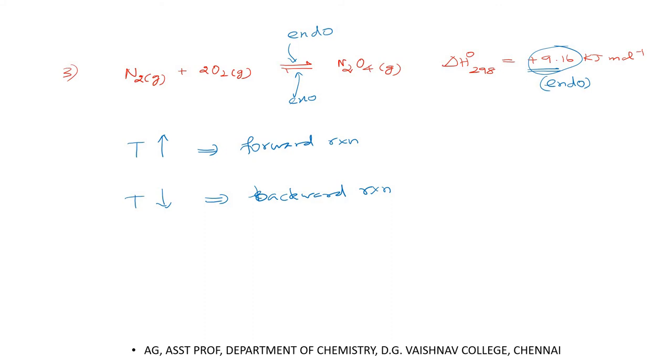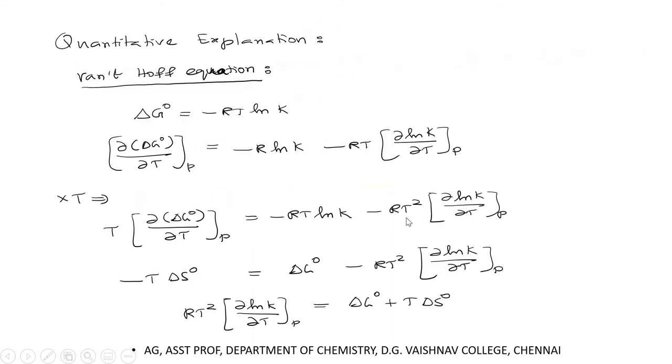Now what I am going to do is the quantitative explanation. If I increase temperature from some initial temperature T1 to some final temperature T2, to what extent will the reaction occur in the forward direction or in the backward direction? So we are going to see the quantitative explanation for the effect of temperature on equilibrium reaction. This is given by the Van 't Hoff equation. So I am going to discuss the Van 't Hoff equation now.